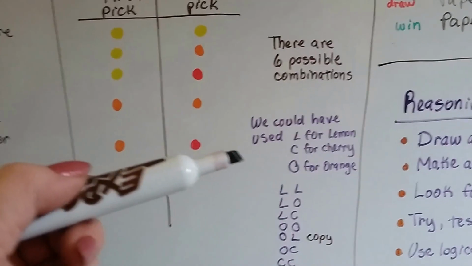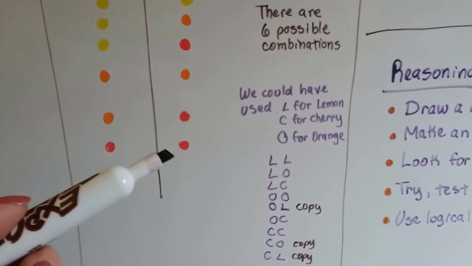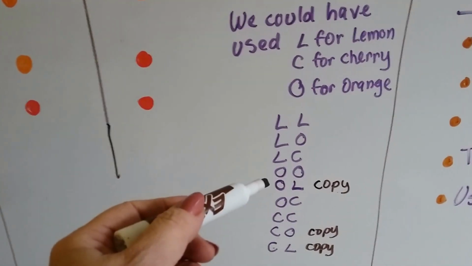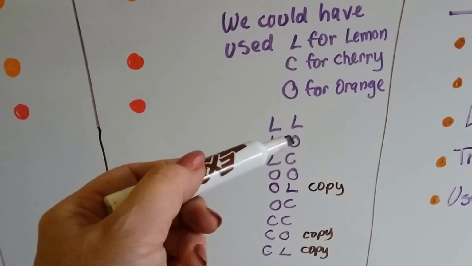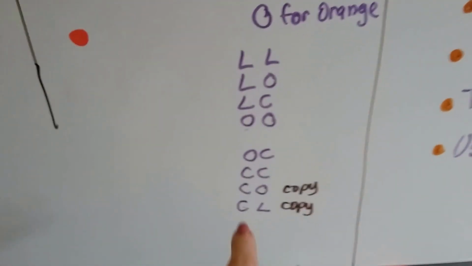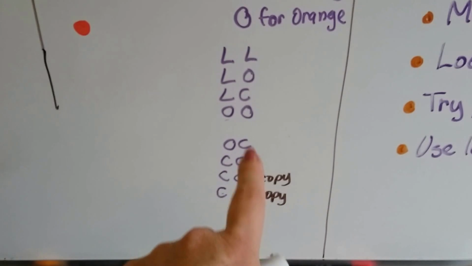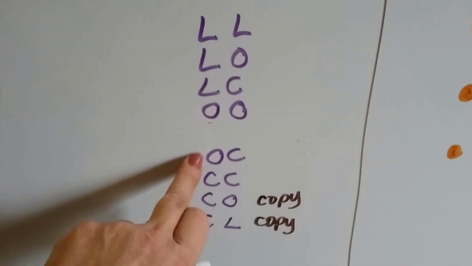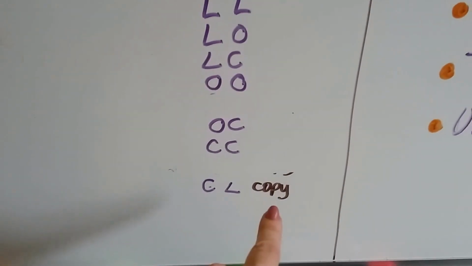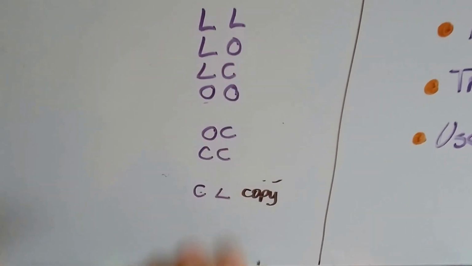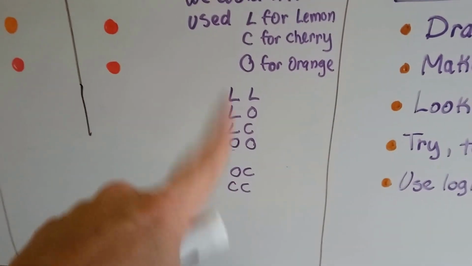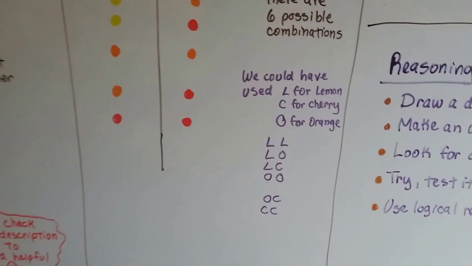See? And we could have used L for lemon, C for cherry, and O for orange, but then we would have had some duplicates in this too. This orange lemon is the same thing as lemon orange. So we can get rid of this one. And this cherry orange is the same thing as orange cherry. See? Orange cherry, cherry orange, so that's a copy. And this cherry lemon is the same thing as lemon cherry. So we can get rid of this one. So we can see that the possible combinations are 6. And by making a list, we can see it clearly.